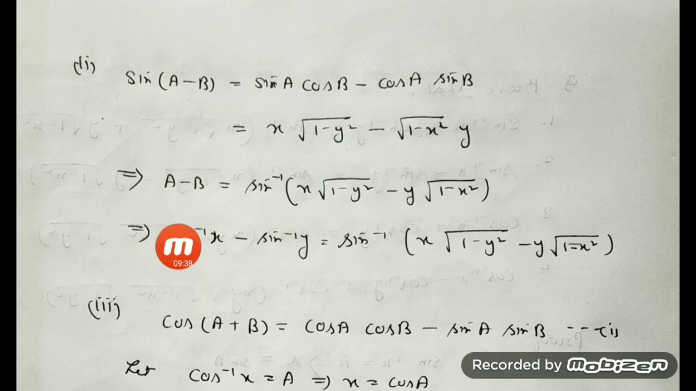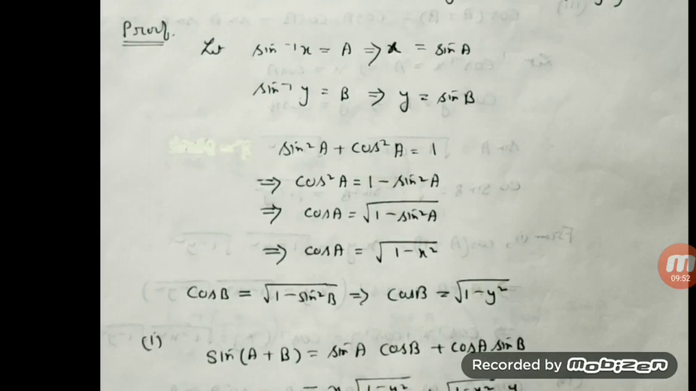So, what is your A? Sin inverse of x, and what is your B? Sin inverse of y. Then this is equal to x into under root of 1 minus y square, minus y into under root of 1 minus x square. Is this clear? Now let us see the third question.